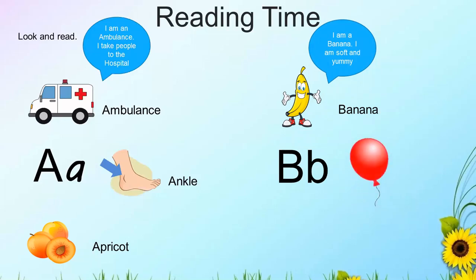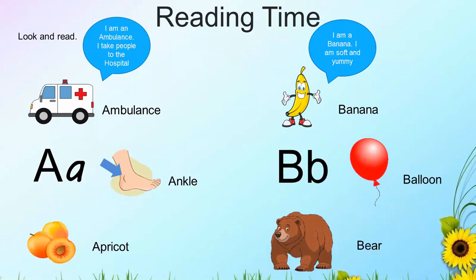Balloon. What is this? B-b-balloon. Wow, bear. B-b-bear. Okay, now I'll revise it again. A-a-ambulance. A-a-ankle. A-a-apricot. B-b-banana. Banana is yellow, soft and yummy. B-b-balloon. B-b-bear. Bear is so big and hairy.